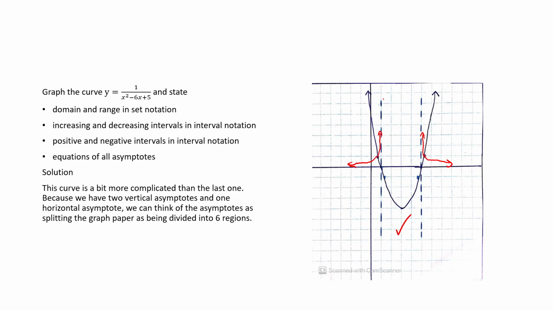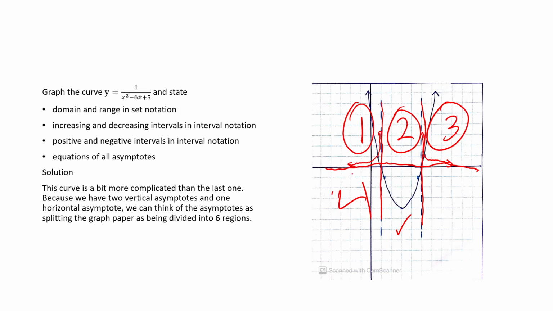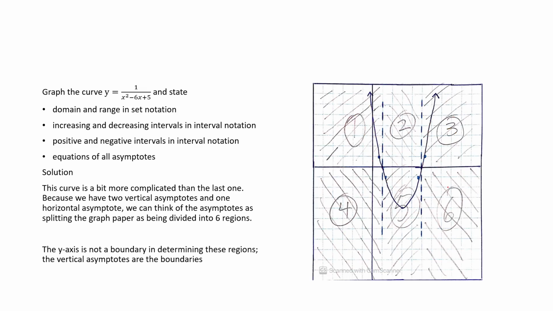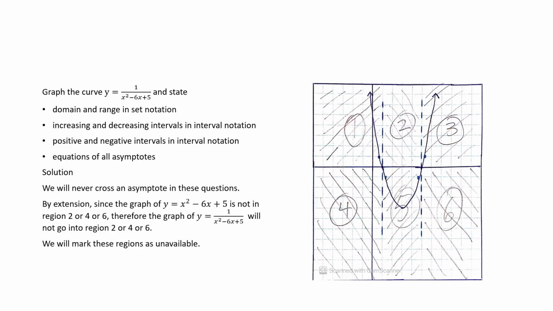Imagine, just focus only on the vertical asymptotes and the horizontal asymptote. Don't consider the y-axis at all for a second. And if you think about it that way, we've got a region that I'll call region 1, region 2, region 3. Another region we'll call region 4, region 5, and region 6. Okay? Now, we're never going to cross an asymptote in these kind of questions.